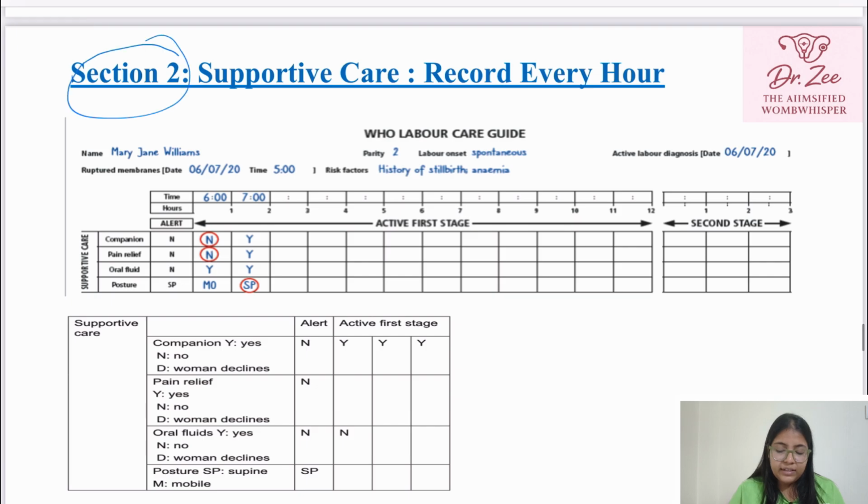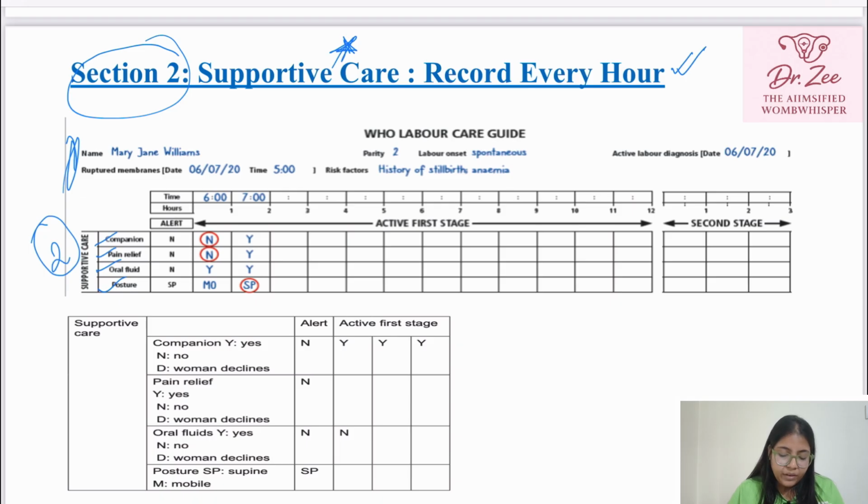Now the second section is about supportive care. This is the very essence of the labor care guide, giving the patient a positive childbirth experience, and we record it every hour. After you have filled the first section, the second section is supportive care. Here, what things are there? Companion, pain relief, oral fluids and posture.